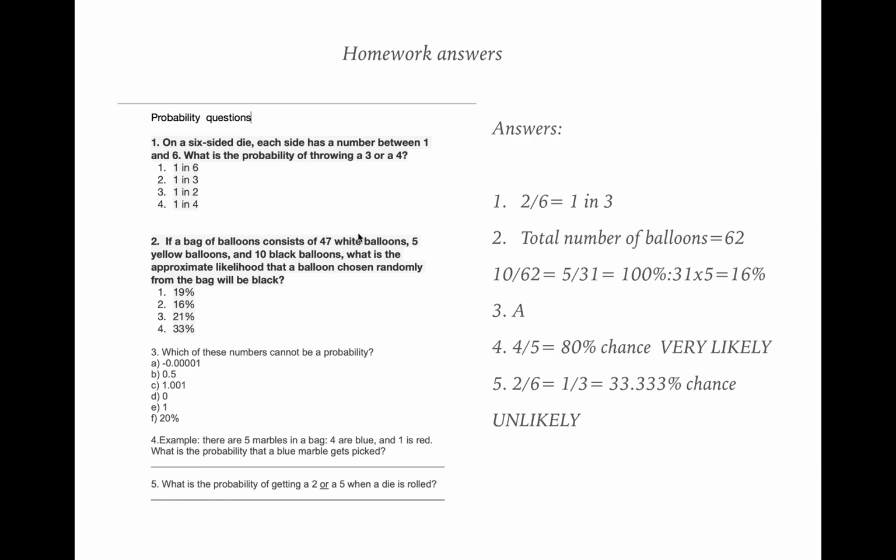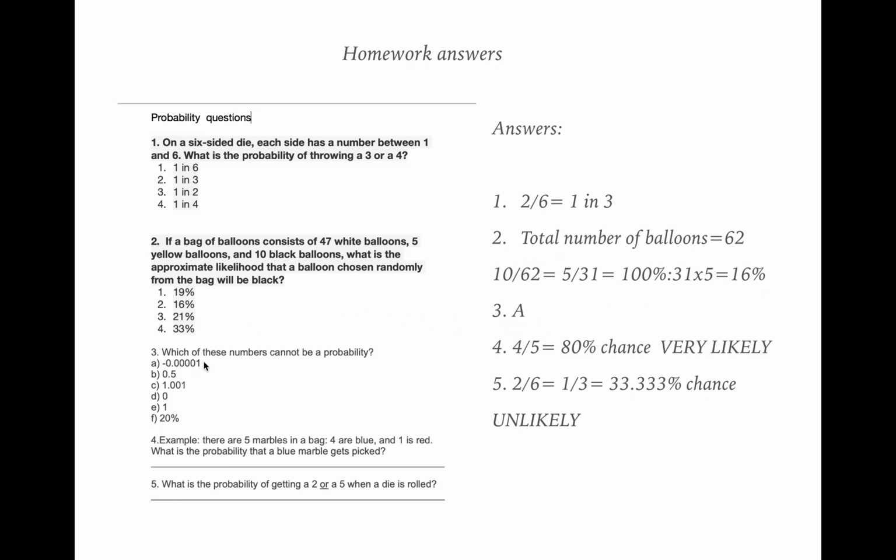If a bag of balloons consists of 47 white balloons, 5 yellow balloons, and 10 black balloons, what is the approximate likelihood that a balloon chosen randomly from the bag will be black? Now, what we do is we find the total number of balloons, which is 62. Then we have 10 balloons, so we write 10 over 62. We simplify it to 5 over 31. And then how do we get the percent? 100% divided by 31 multiplied by 5. So we have a 16% chance, which is unlikely, okay, because we have 62 balloons in total and only 10, so it's a low percent.